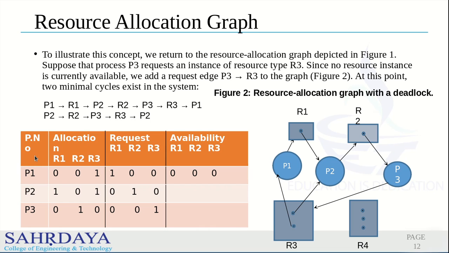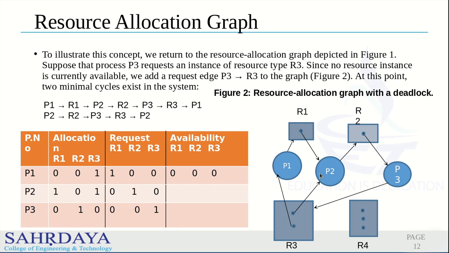Now, this is also another method we can use here. Process number P1, P2, P3. P1 is holding only R3, so we will write 1 here. P2 is holding only R1, so we will write 1. P2 is also holding R3, so in R3 we will write 1.